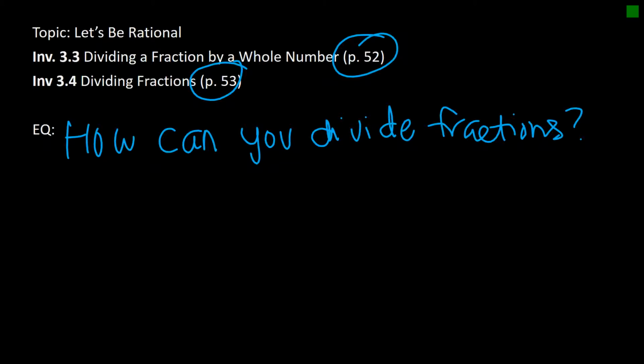So we've written down a process for dividing fractions, and we've also written down a process for dividing a fraction in a whole number. We've done a whole number by a fraction. Today we're going to be doing a fraction by a whole number and then just dividing fractions.